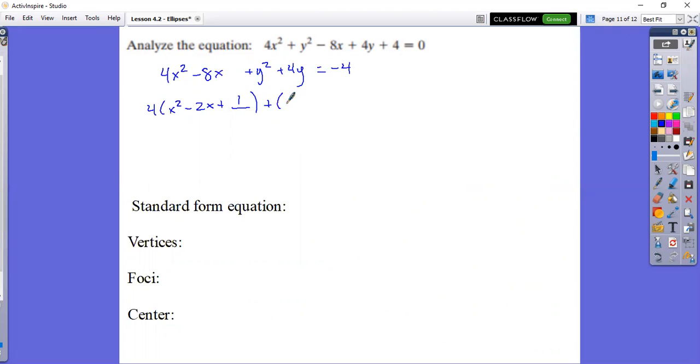And this is going to be plus, I'm going to group my y terms together just for convenience sake. This is y squared plus 4y plus, again, complete the square, take half of this and square it. So half of 4 is 2, 2 squared is 4. And this is equal to -4.